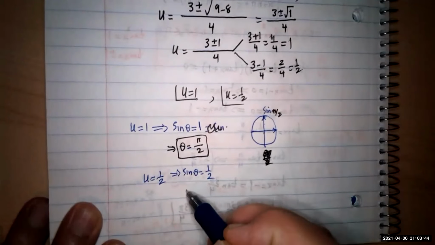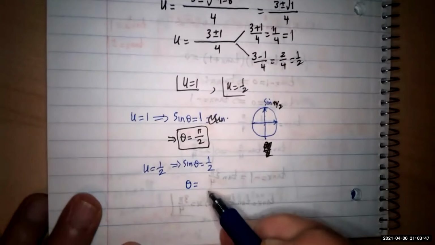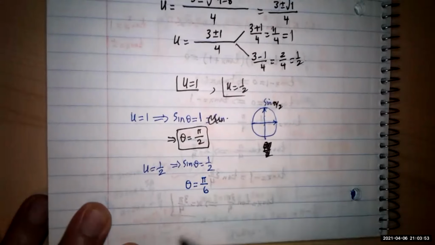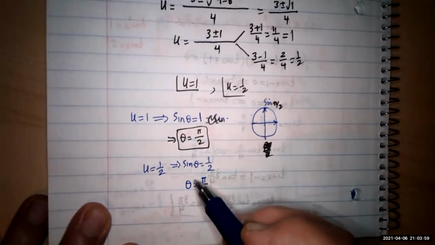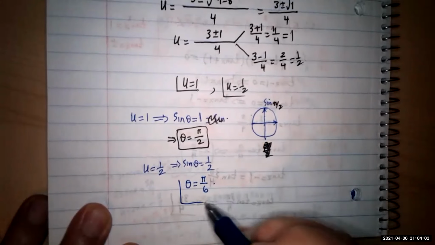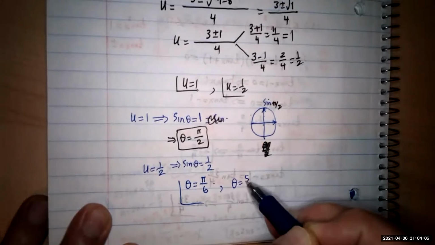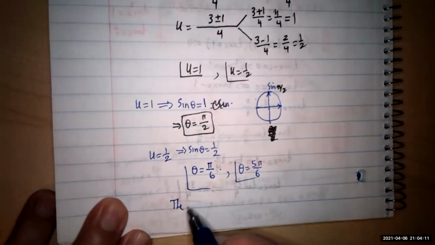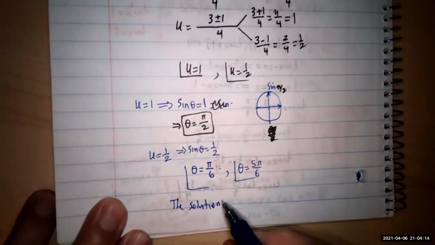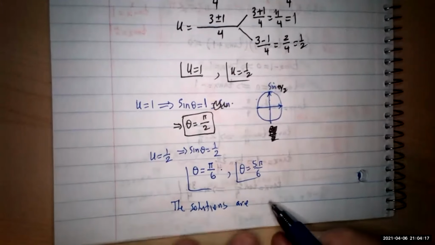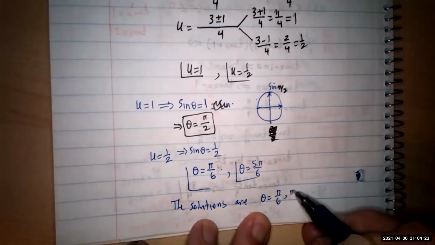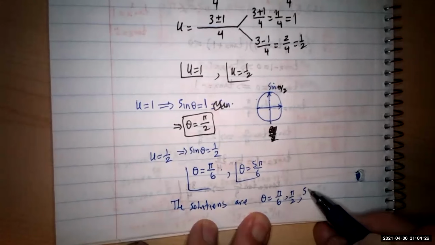If you check in the first quadrant, this is the sine of 30 degrees, which is pi 6. And in the second quadrant, it's going to be 150 degrees. So this is going to be theta equal to pi 6 and theta equal to 5 pi 6. So the solutions of your equation are, let's see, theta equal to pi 6, 30 degrees, pi half, 90 degrees, and 5 pi 6.